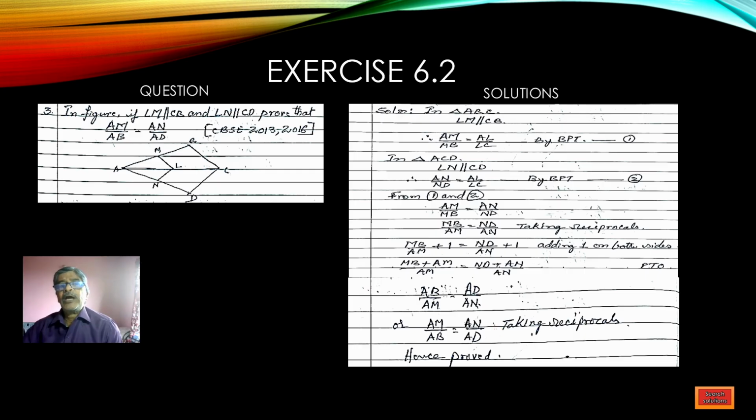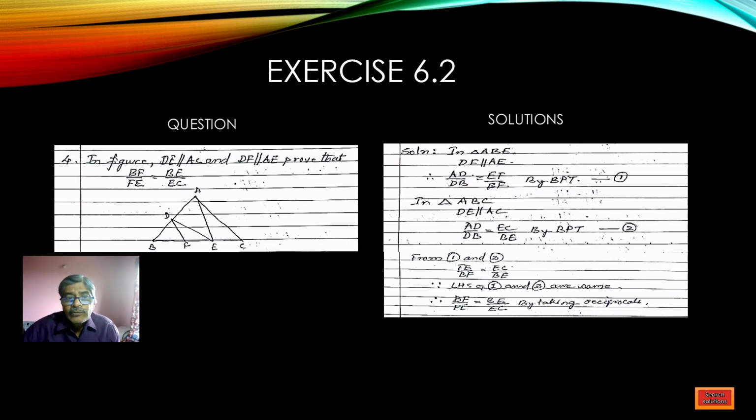So hence we have proved this problem. This is also one of the problems based on basic proportionality theorem. So here also what we have to do, we have to take this triangle ABE, and we can get the ratio as AD by DB is equal to EF by BF by basic proportionality theorem. We will call it as 1.